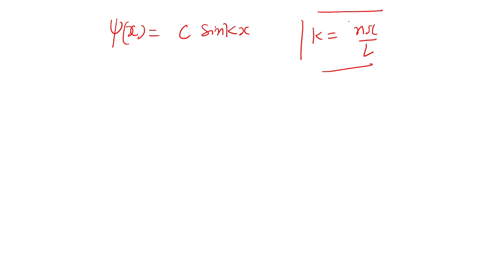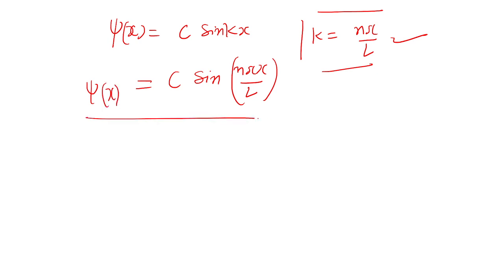What was the expression that we have? That is C sine kx. We know the value of k: it is n pi over L. This is the expression that we get from the boundary condition, while we were calculating the expression for energy. Replacing k by this value, we get C sine n pi x over L. This is the expression for the wave function.